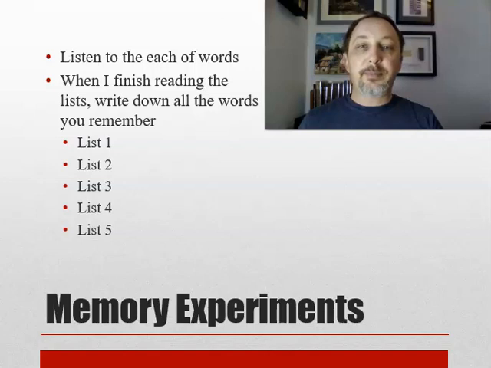That's it. So, starting with the first list: mad, fear, hate, rage, temper, fury, ire, wrath, happy, fight, hatred, mean, calm, emotion, enrage. Write down everything you remember from that list. I would say pause the video, and when you're ready, restart it. Here we go. Here's the second list.